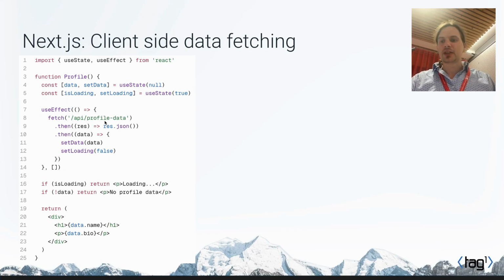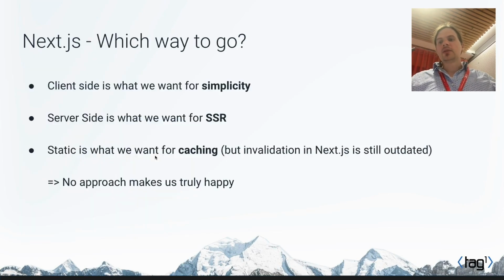But again, we have this useEffect and we have this kind of state machine again in terms of how it works: if it's loading, if there's no data, return. So which way to go was the question at that point for us. Client-side is usually what we want for simplicity because it's easy. Wherever we build our pages, we have a component, and then we just load our data from a JSON API and everything works. And it worked for us. If I use a simple client-side-only application, everything works out of the box.